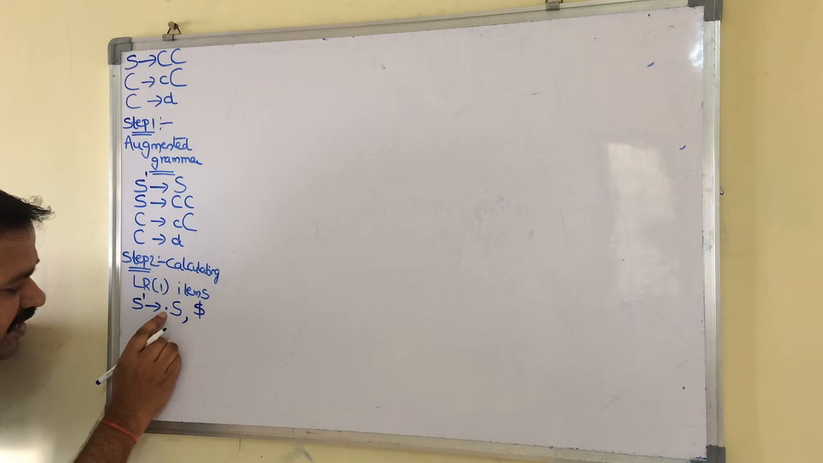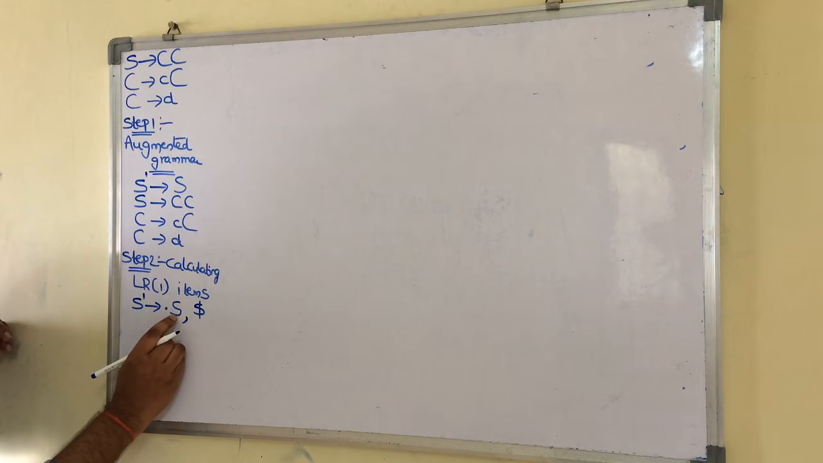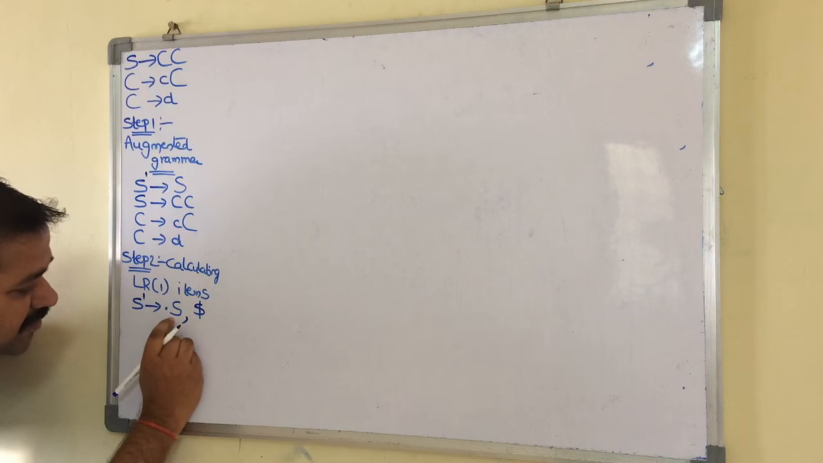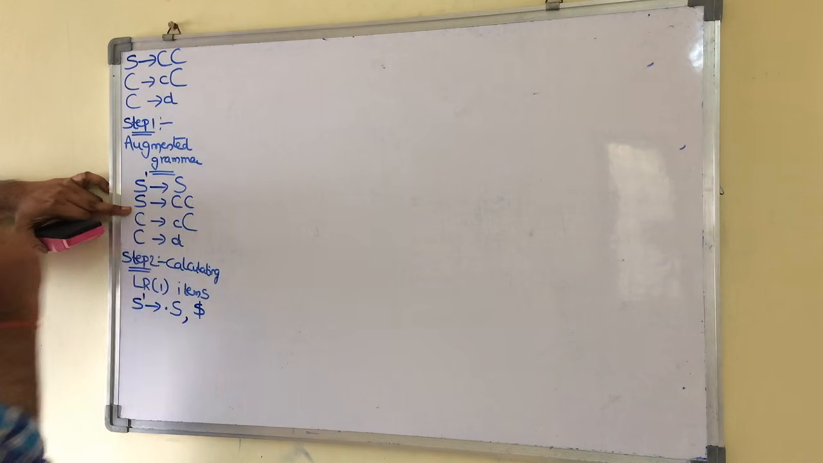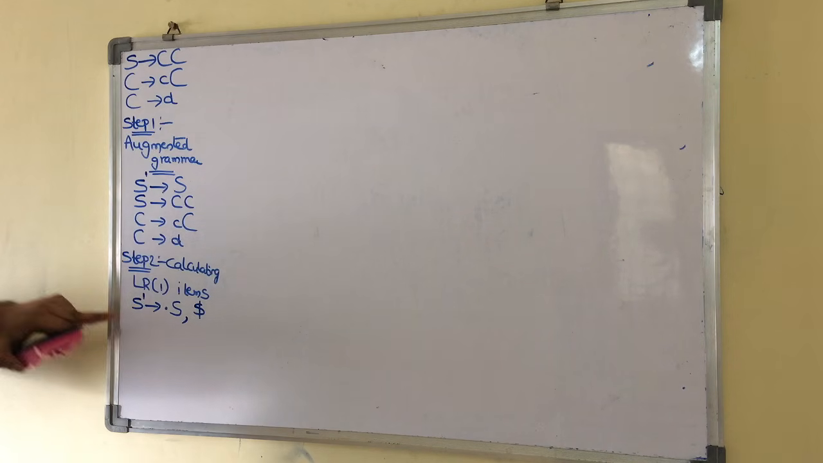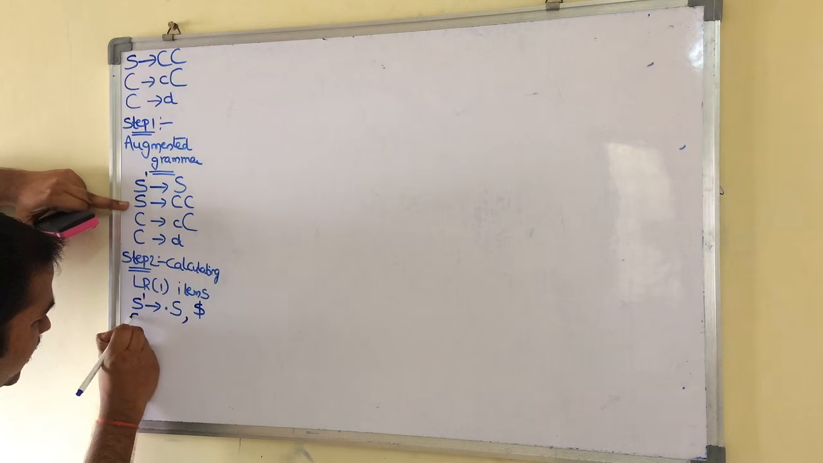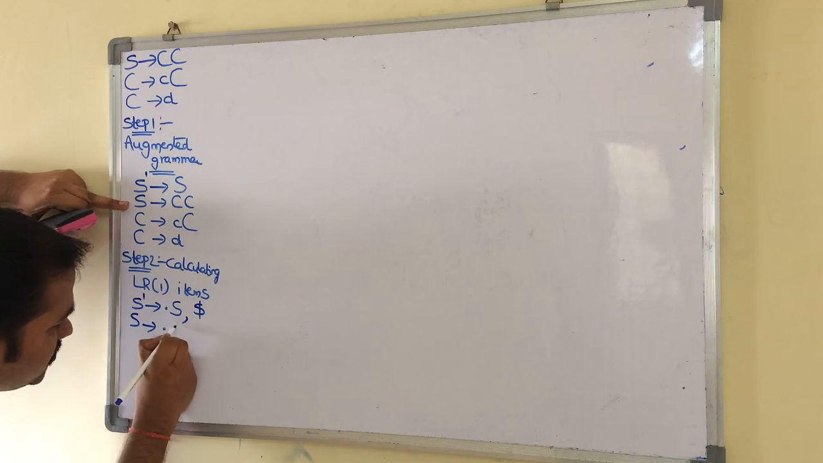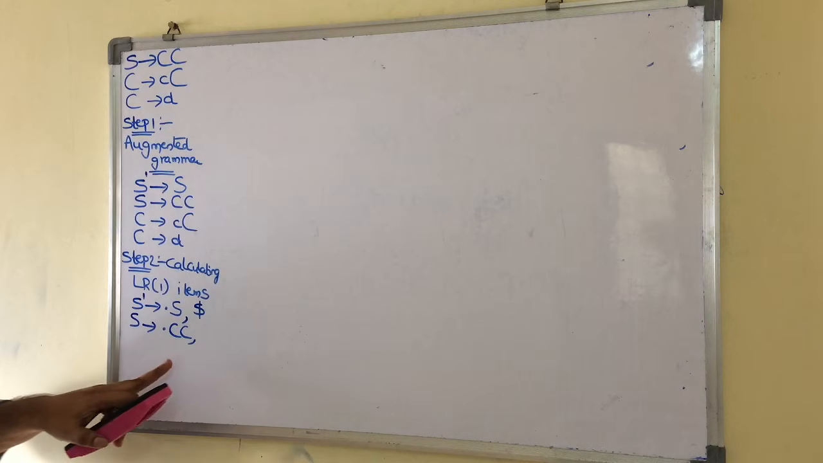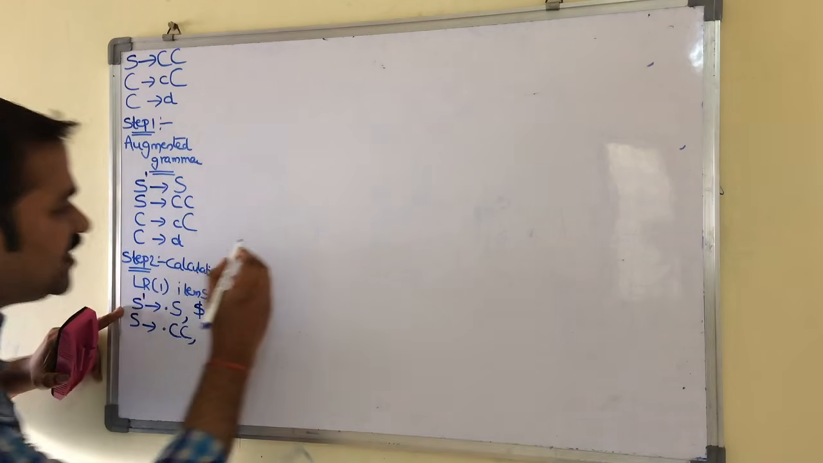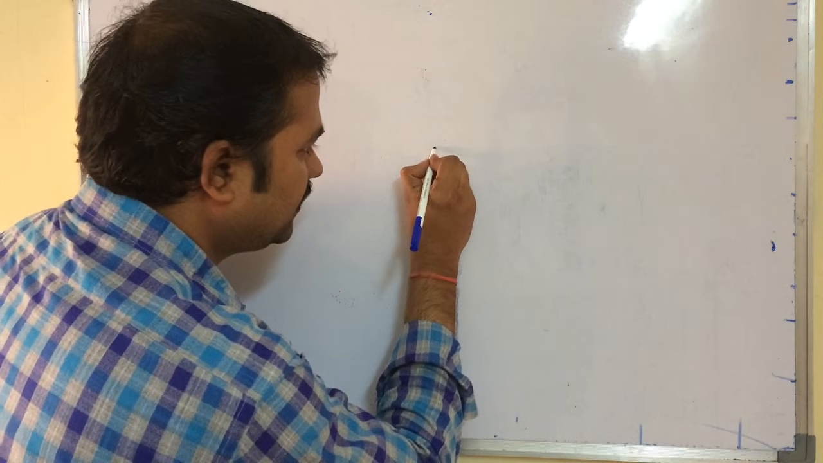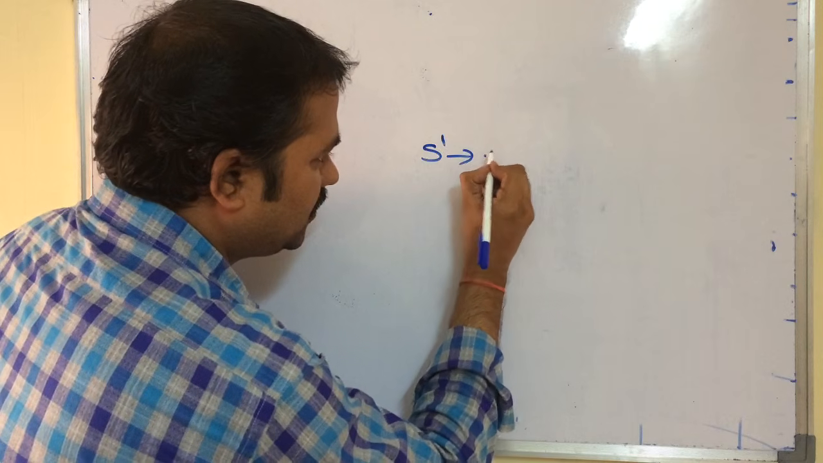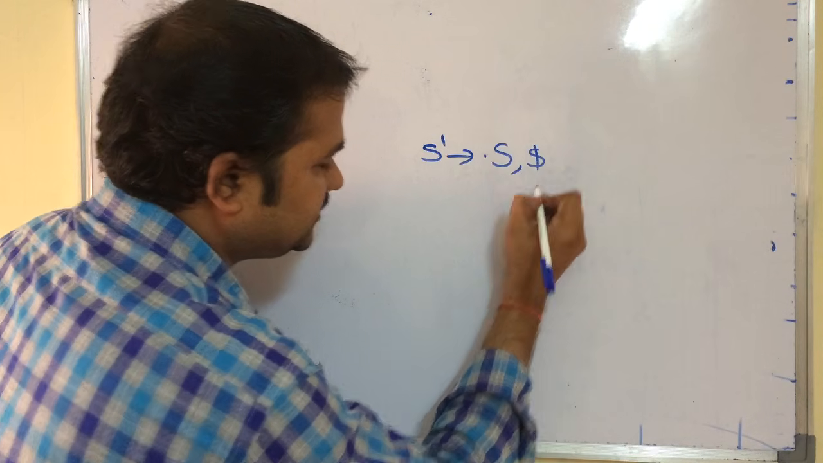Next, after the dot, we have a non-terminal. If there is a non-terminal after the dot symbol, then we have to write the productions of that non-terminal. What are the productions of the non-terminal? Here we have one production, S produces CC. But it is an item, so there is a dot at the beginning of the right side: S produces dot CC. Next we have to write the look ahead symbol. The calculation of the look ahead part is very simple.